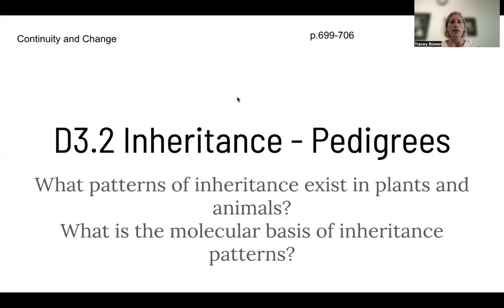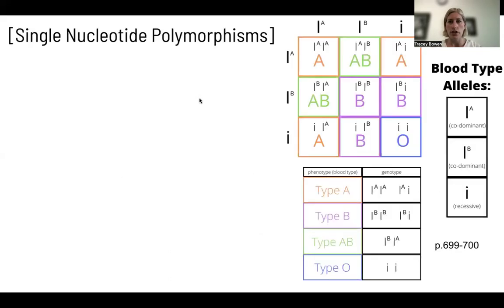Hey all, so today we're going to be talking about D3.2 inheritance, and here we're going to be looking specifically at pedigrees. So we need to be able to answer the questions, what patterns of inheritance exist in plants and animals, and then what is the molecular basis of inheritance patterns? And so we're looking at pages 699 to 706 in the Oxford textbook, and we're thinking about continuity and change.